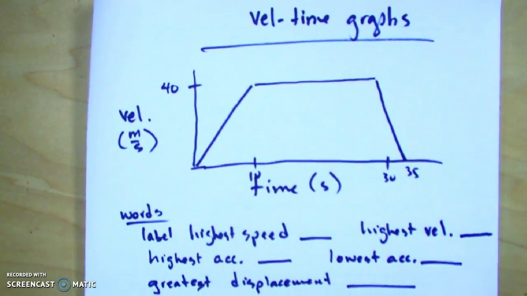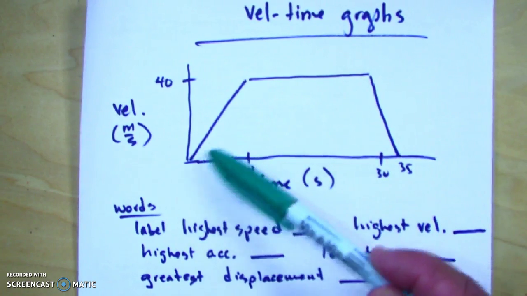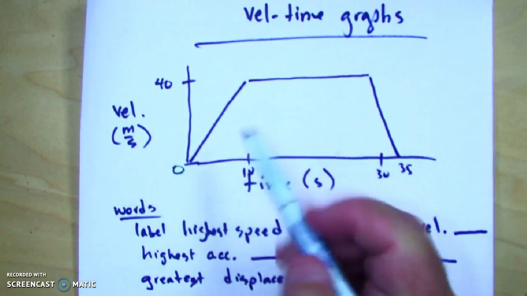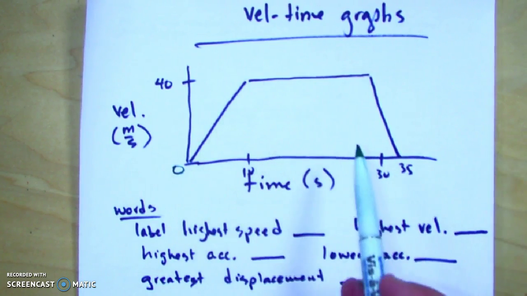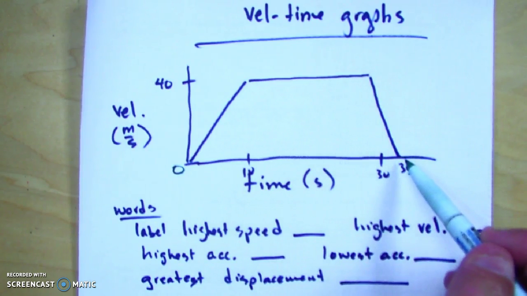Okay, I have a velocity time graph there. And let's do it with words first. Where's that graph going to have the highest speed? Now, the reason I said velocity time graph is you can get everything off a velocity time graph. So I want to label the highest speed. Well, let's first of all understand what's happening here. My speed initially started at 0. And I went up to a speed of 40 meters per second. I stayed at 40 meters per second, then I went from 40 down to 0.